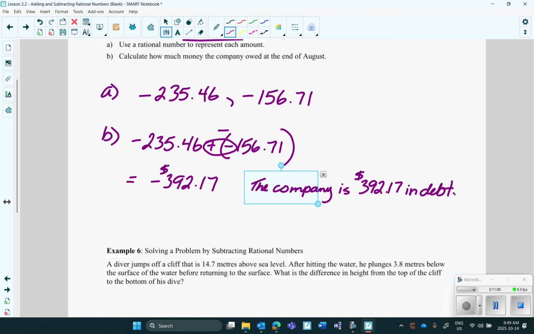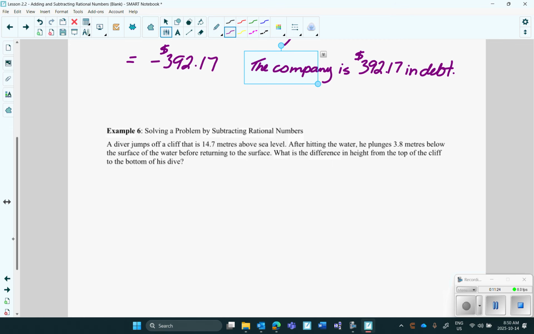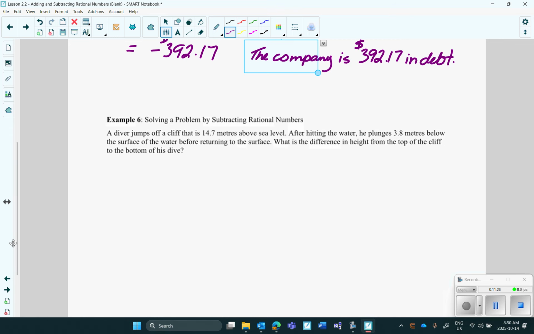Notice when we write the sentence, we don't put the negative, because it doesn't really make sense to say that you're negative something in debt or you owe negative something. If you owe negative something, that's actually adding. Right? Because owe is negative, and another negative makes it positive. Just like this next one, you have to be a little careful with.